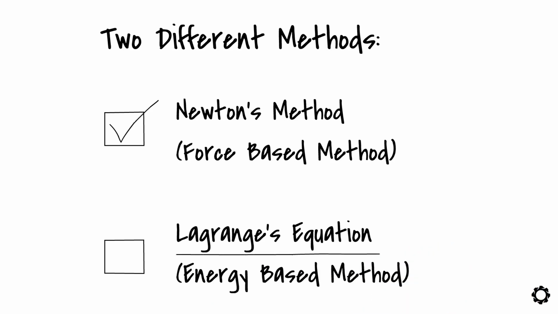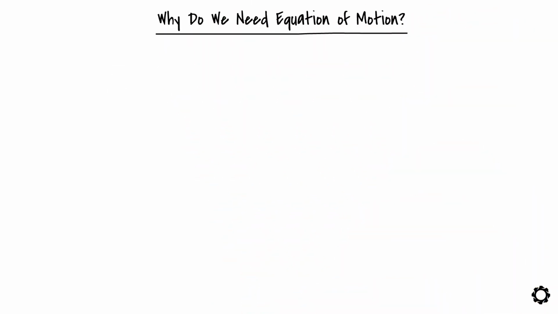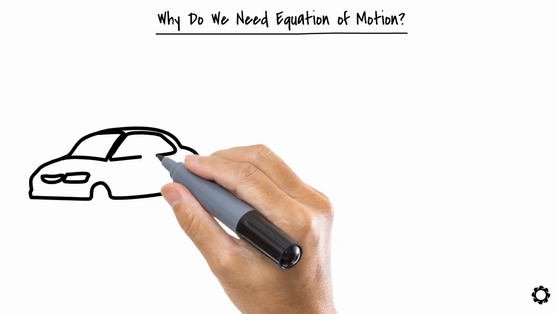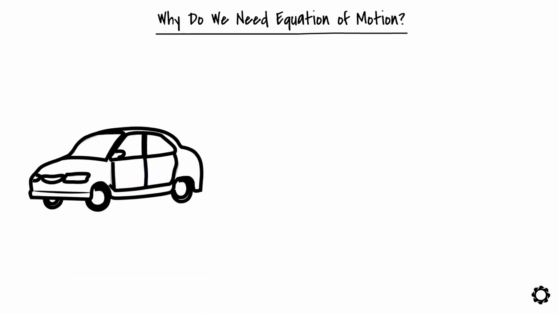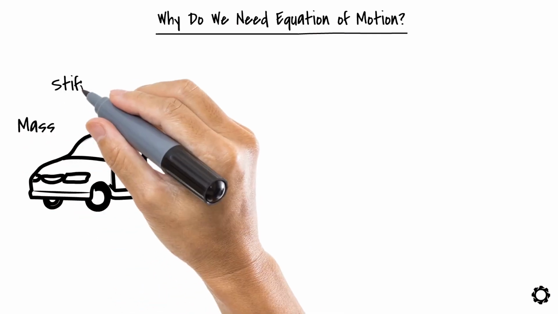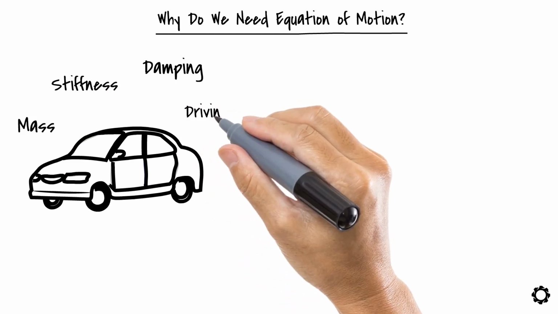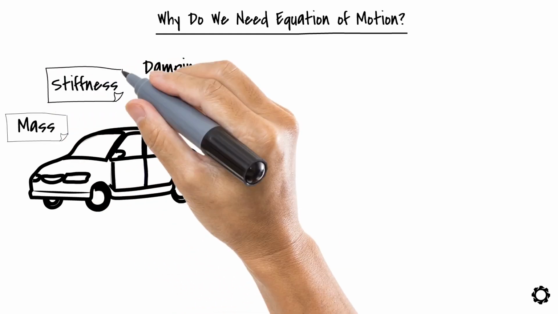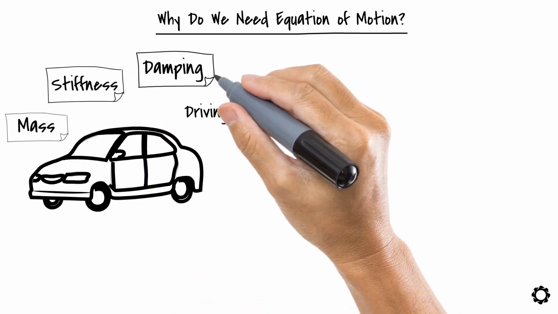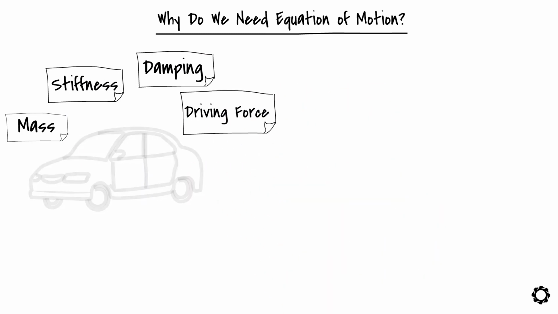The first thing is to understand why we need an equation of motion at all. Well, think about the situation where we would like to analyze the dynamics of a high-performance car. To analyze this kind of system, we would need to take into account, for instance, its mass, the stiffness, and damping properties related to its suspension, and also the driving force. So as you can see, there are multiple parameters which we need to handle.